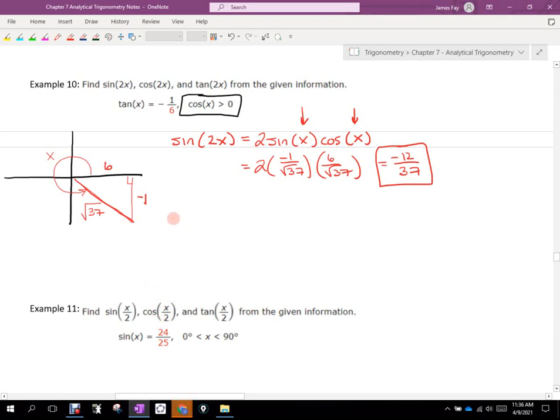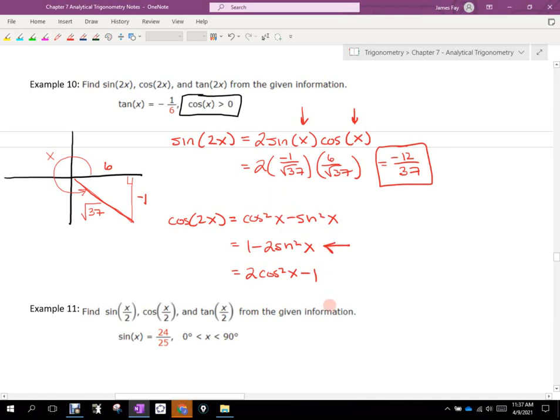Okay, now if I want to find cosine of 2x, there are a couple different formulas you can use here. You can go cosine squared x minus sine squared x. You can go 1 minus 2 sine squared x, or you can go 2 cosine squared x minus 1. Those are your 3 different variations of the cosine double angle formula. It doesn't matter which one you use. Which one do you guys want to use?